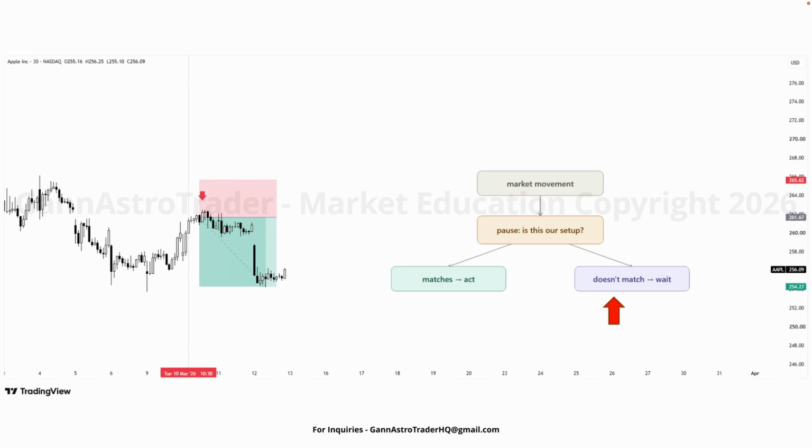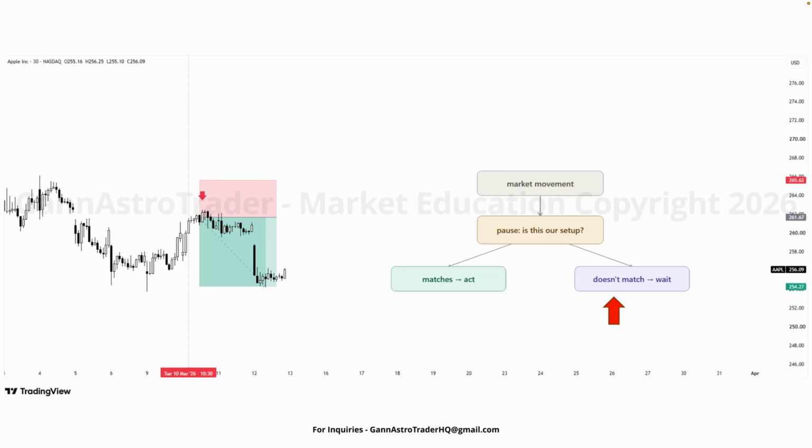Now let's move into another important part of the process, which is conscious trading. Conscious trading means being aware of what we are doing, why we are doing it, and what we are feeling while we trade. Instead of reacting automatically to every movement in price, we pause and ask ourselves whether the market is actually presenting the setup we planned for.